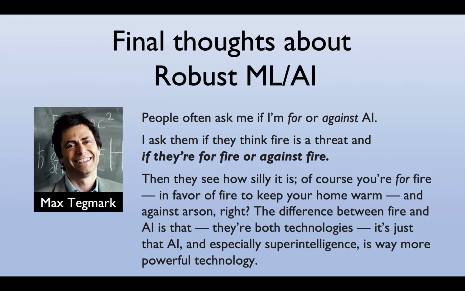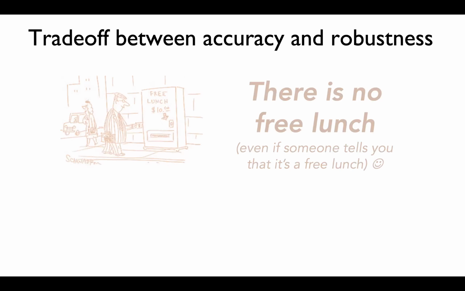Tegmark further goes on to say that this actually shows how silly it is. Of course, we are for fire, in favor of fire to keep your home warm and against arson, right? The difference between fire and AI is that they're both technologies. It's just that AI, and especially superintelligence, is way more powerful. So this is one thing that is important.